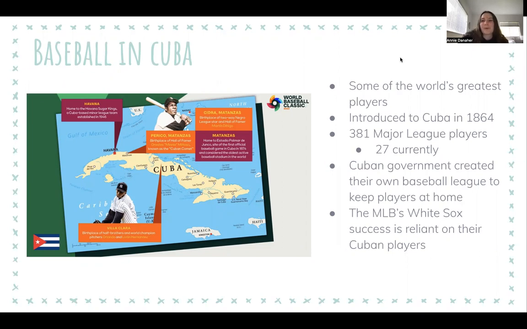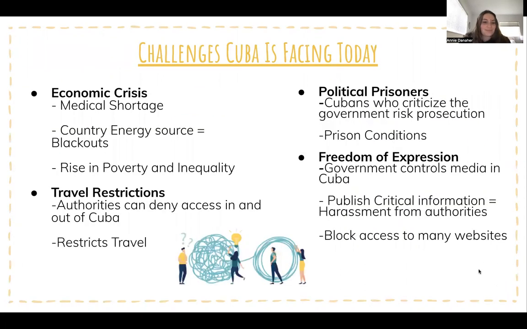Their big sport, baseball, has produced some of the world's greatest players. It was introduced to Cuba in 1864 when some Cuban students visited the US and came back with a ball and a bat and spread the sport. Over time, there have been 381 Major League Baseball players who have come from Cuba and 27 at the current moment. The Cuban government created their own professional baseball league to try to keep some of their players at home instead of them leaving to the US. And the MLB's White Sox success is reliant on their Cuban players.